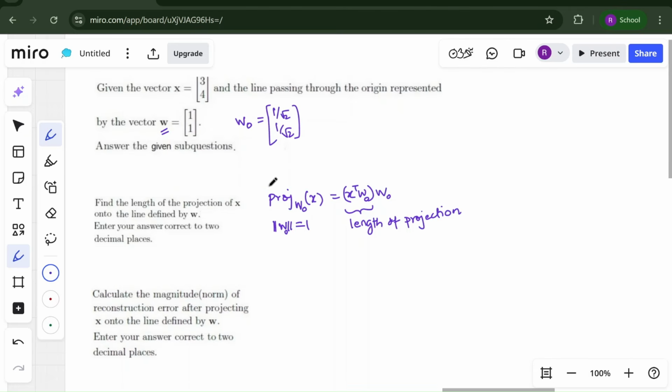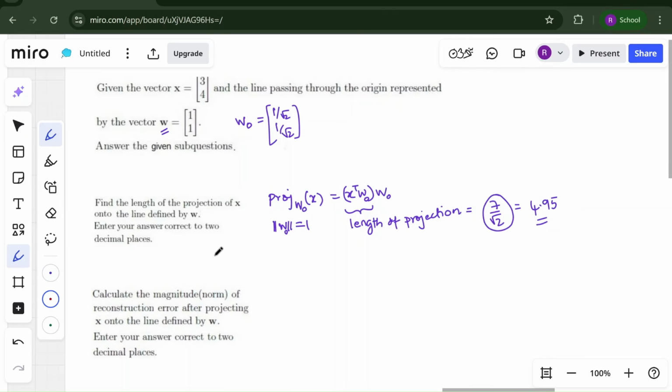So what will be the length of the projection? It will be x transpose w naught, which is nothing but 3 by under root 2 plus 4 by under root 2, which is 7 by under root 2. If you solve this, you'll get about 4.9.